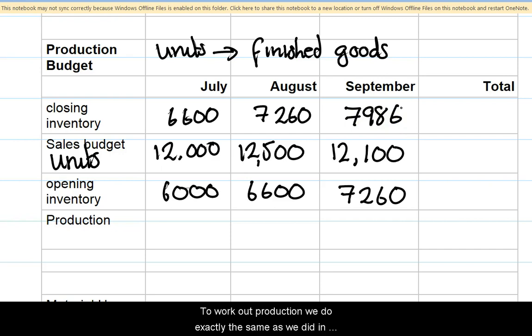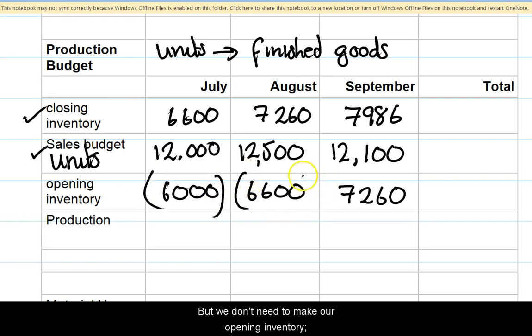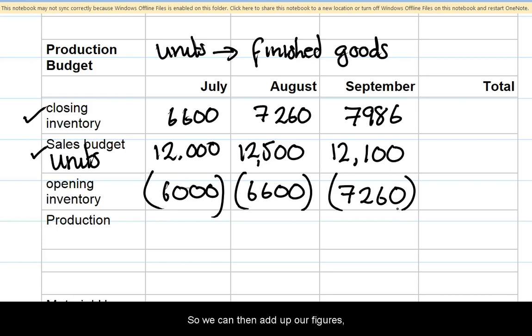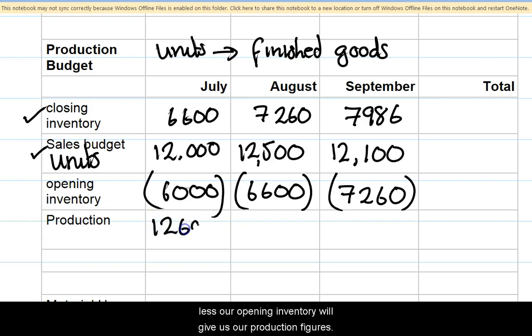To work out production, we do exactly the same as we did in the previous video. We think about what we need to make. We need to make enough units to satisfy our customers and enough units to give us our closing inventory. But we don't need to make our opening inventory, it's already there. So we can then add up our figures. Closing inventory plus our sales units less our opening inventory will give us our production figures.